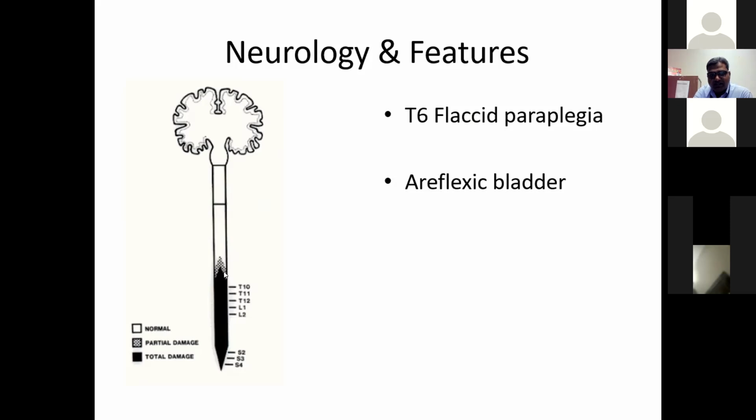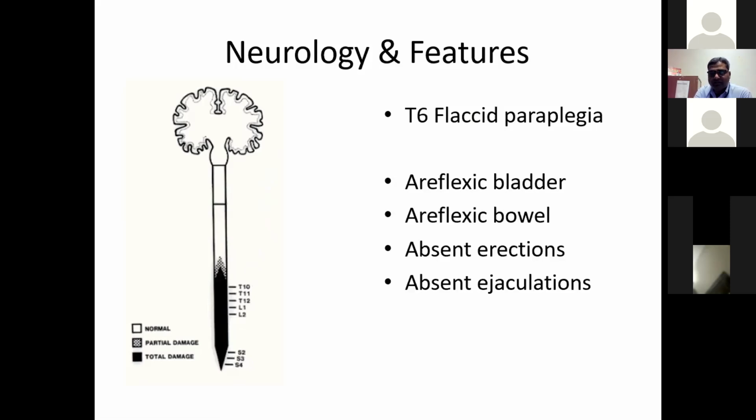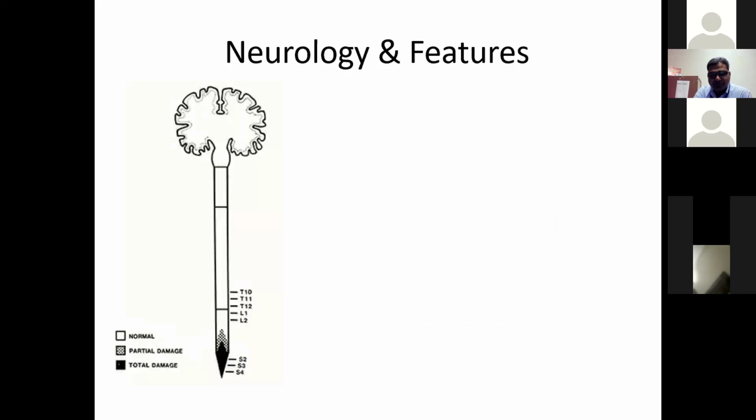So you can see here the incontinent bowel, because the sphincter function is gone, areflexic, very good. The thoracolumbar sympathetic as well as the parasympathetic output is gone. So the patient will have areflexic bowel, absent erections, absent ejaculations, and because the autonomic system is gone, there will be no autonomic symptoms and no autonomic dysreflexia.